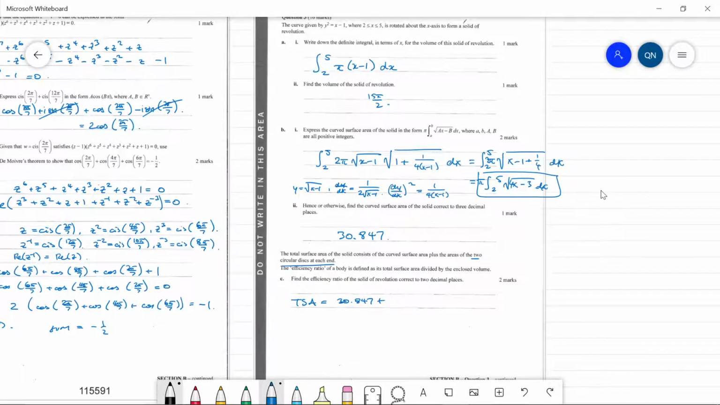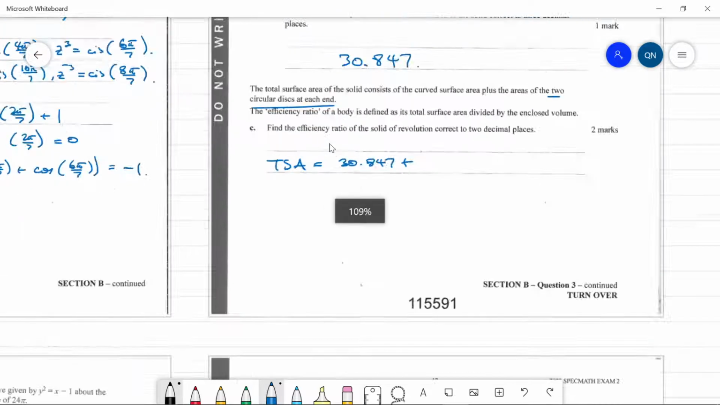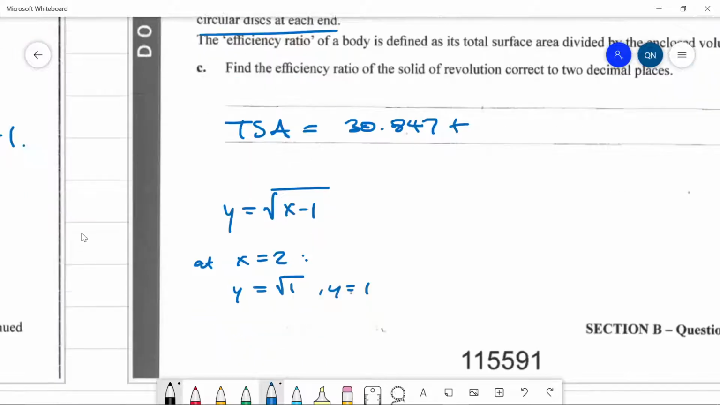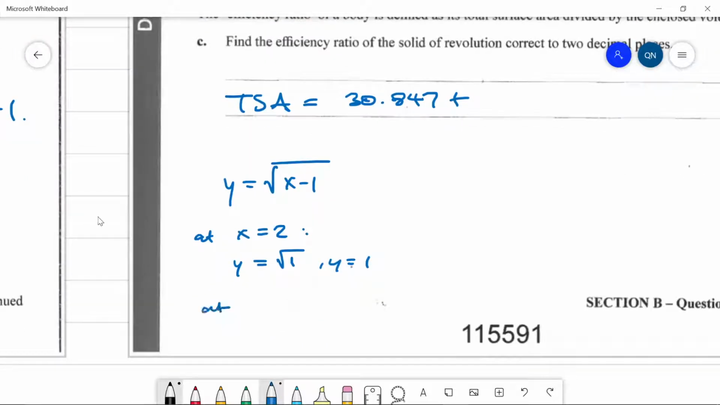So at the start point, my whiteboard is really not cooperating with me today. So y equals square root of x minus 1. At x equals 2, we have y equals just the square root of 1, so y equals 1. And at x equals 5, we get y equals the square root of 4, so y equals 2.